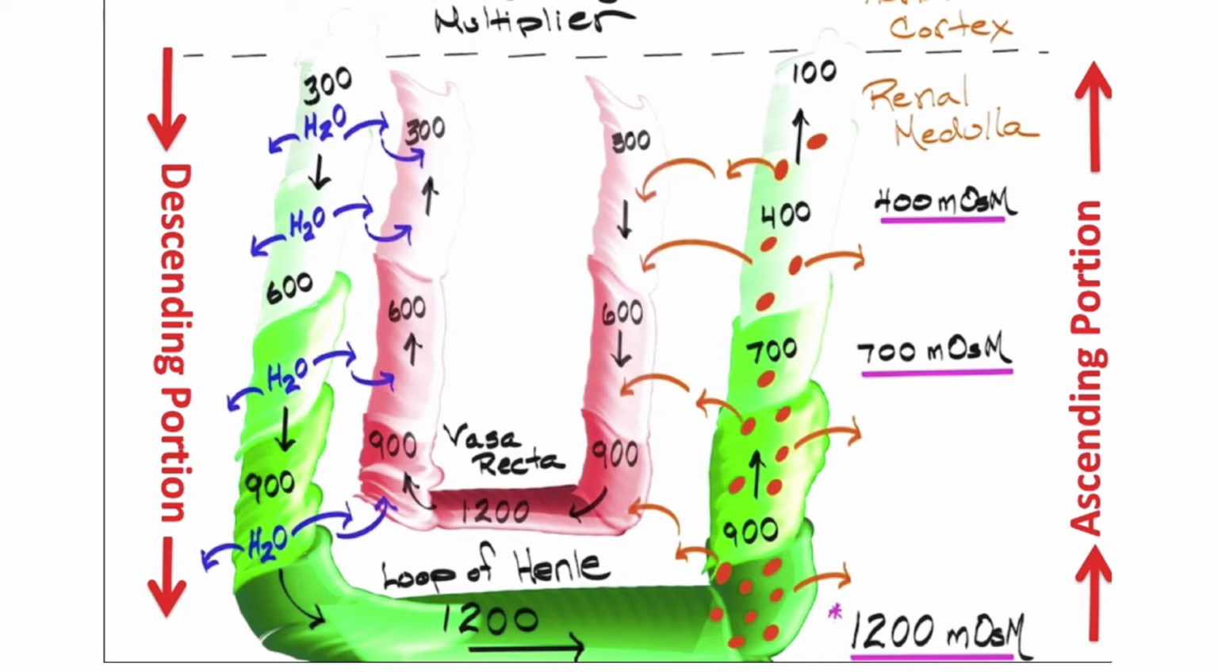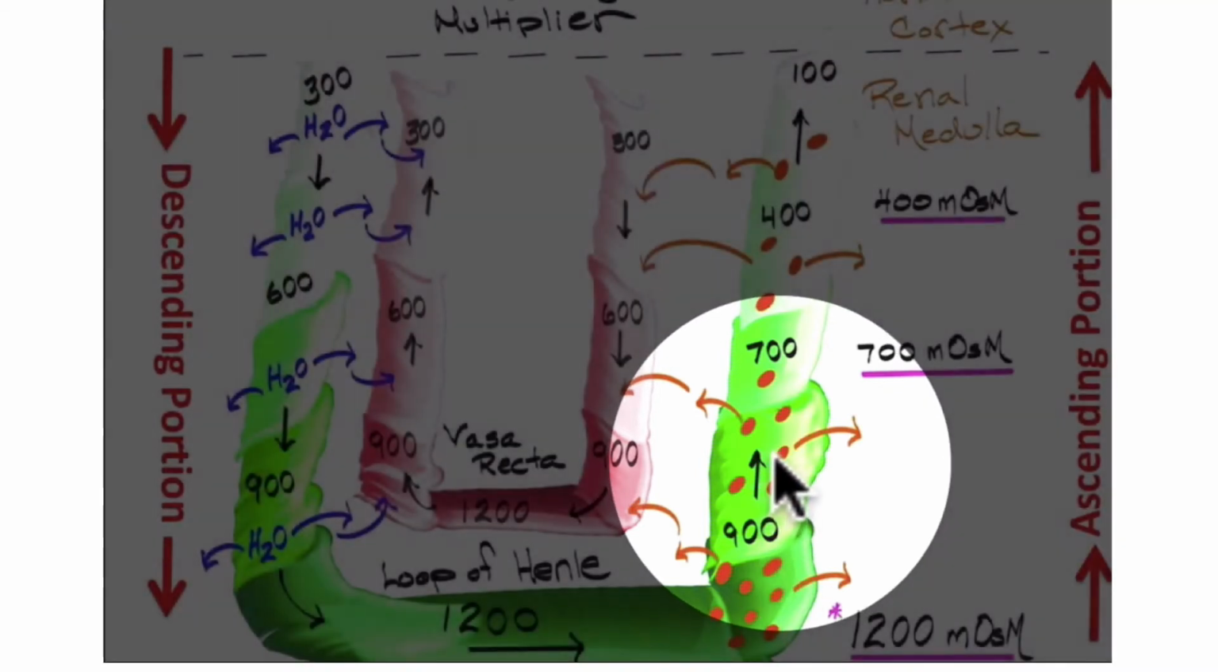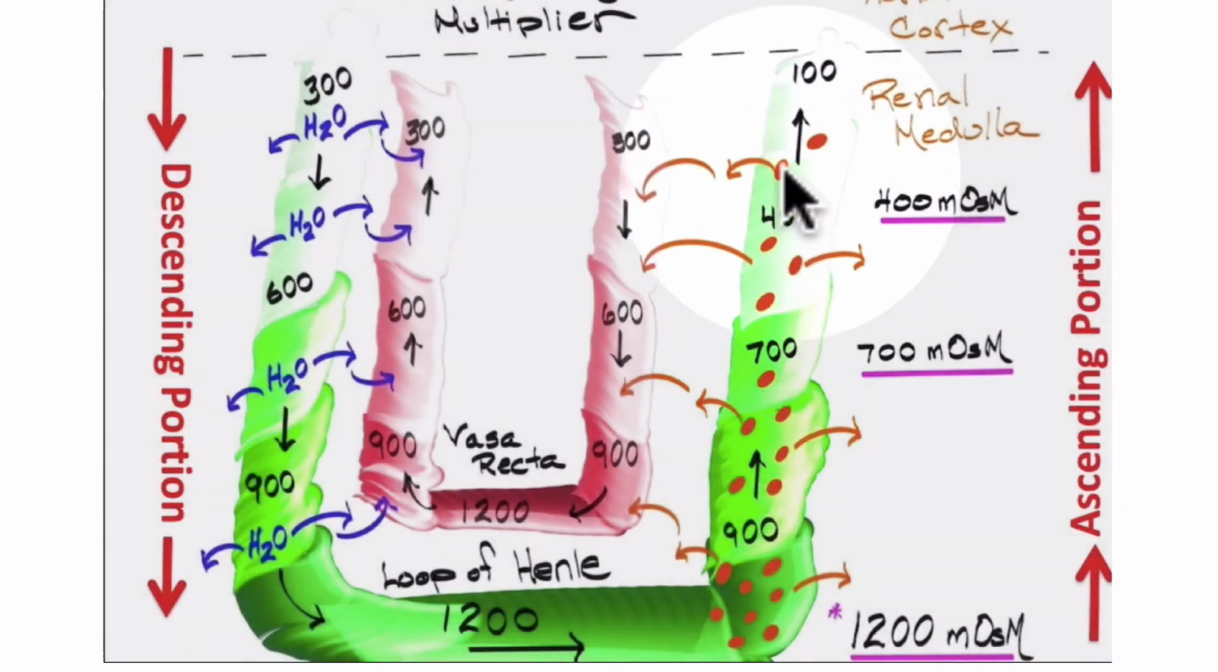But as the filtrate moves superiorly up the ascending portion of the loop of Henle, we notice that as solutes leave, it is decreasing the osmolarity of the filtrate, up to the point where when it leaves the loop of Henle, it's about 100 milliosmoles as it enters the distal convoluted tubule. So the solutes are entering the renal medulla, making it super concentrated or hyperosmotic.